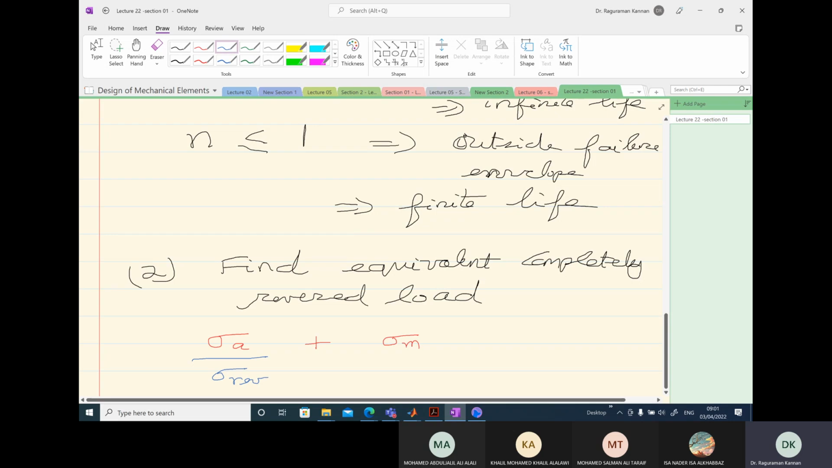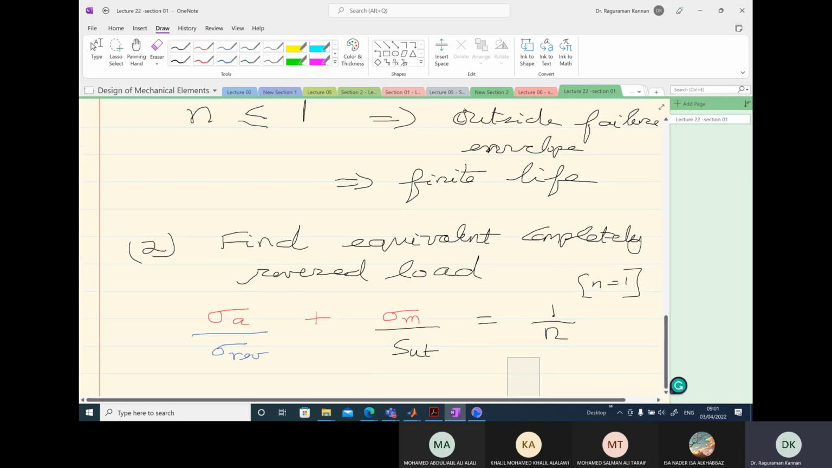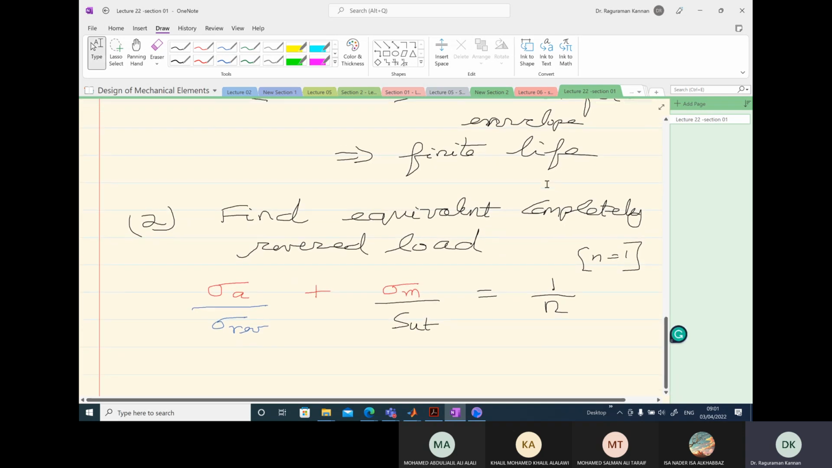Remember that we already know the SUT value, which is the denominator here. And we already know the factor of safety we require. If we require a particular factor of safety, then we can use that value, 1 over n, here. Otherwise, we can also take n equal to 1 and do the calculation to figure out sigma reversible. Sigma A, sigma m, SUT, n are all known. The only unknown is the sigma reversible value, and we can figure it out.